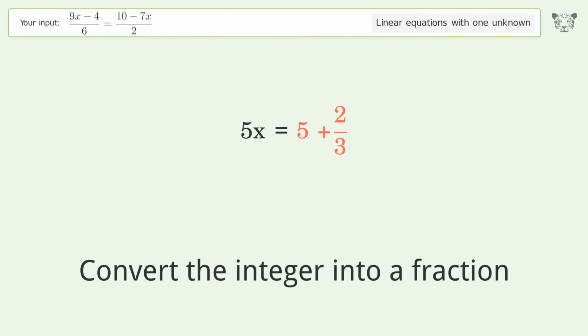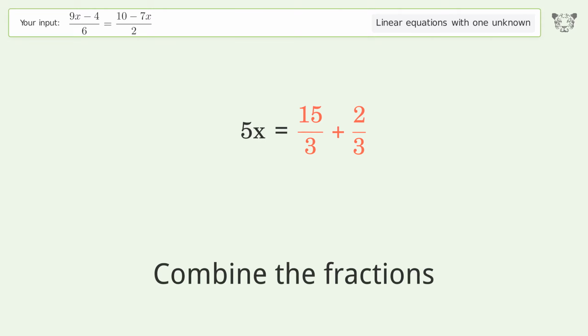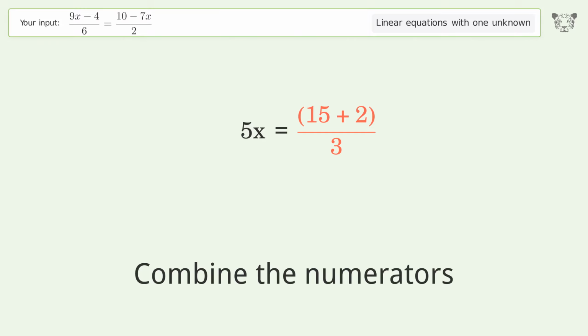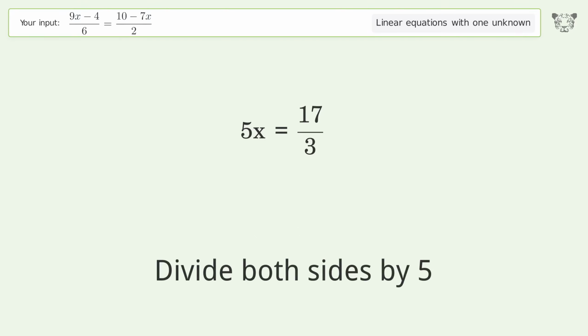Convert the integer into a fraction. Combine the fractions. Combine the numerators. Isolate the x. Divide both sides by 5.